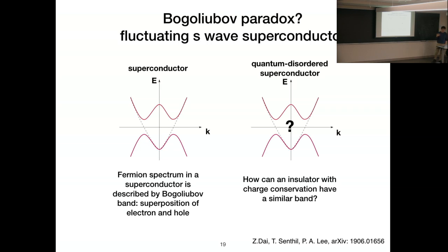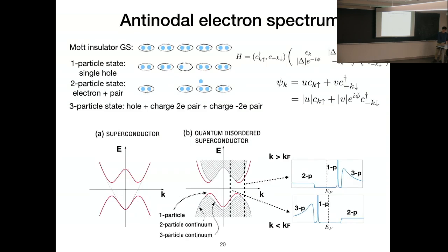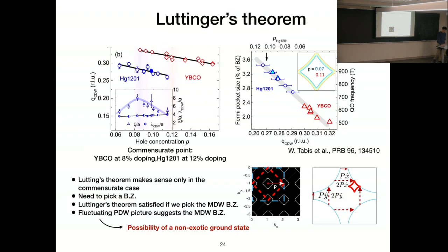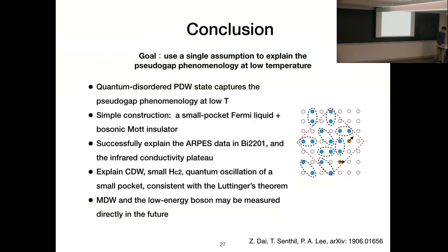I don't have time, but if you're interested, you can check it out. The story is that part of the Bogoliubov band is still electron band, and the other part has to be understood as some electron-boson continuum. That can explain our ARPES. Okay, now I don't need to talk about other things. Let me end here. Thank you very much.